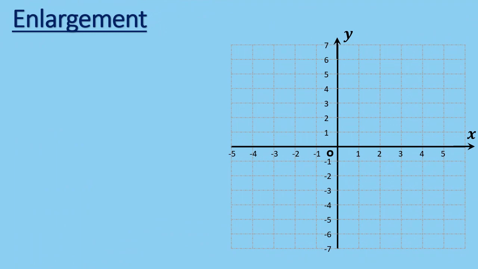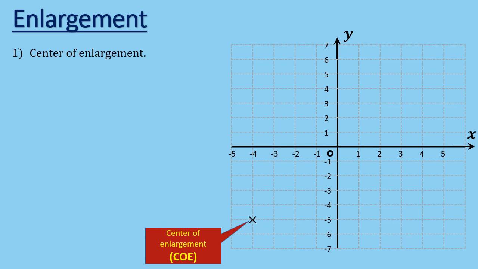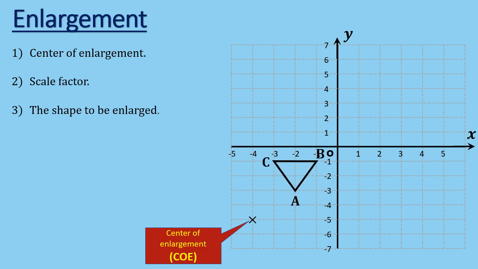To perform an enlargement, we need to know three things: the center of enlargement, the scale factor, and obviously, the shape to be enlarged. Now, let's look at an example of how to perform an enlargement. Suppose we have a triangle ABC, and we want to enlarge it by a scale factor of 3 with the center of enlargement at point (-4, -5).